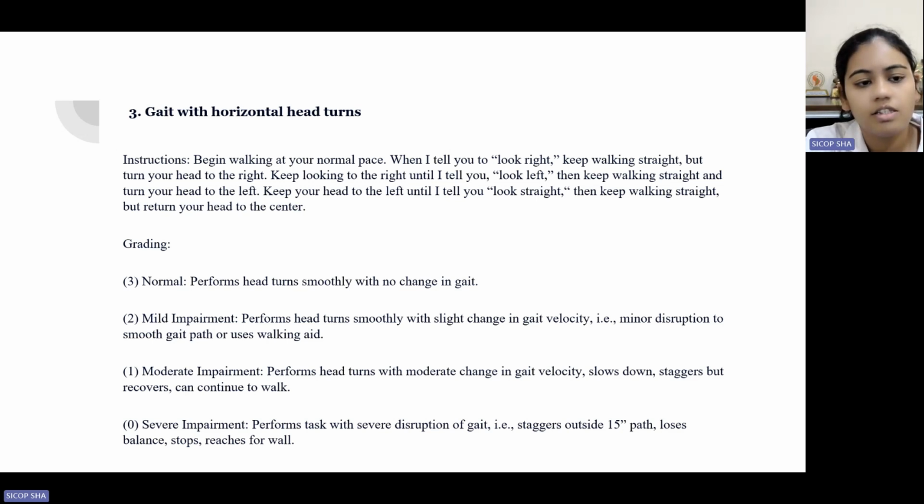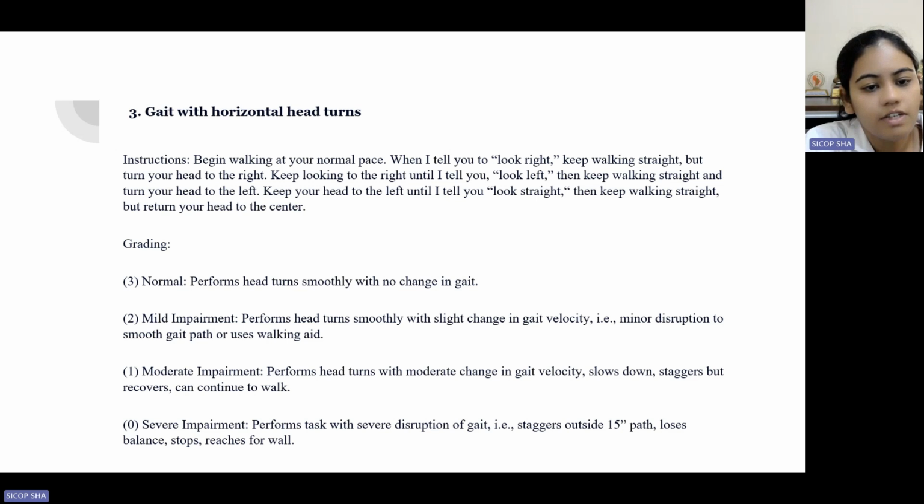The grading says 3 is normal, that is performs head turns smoothly with no change in speed or gait. Second is mild impairment. It performs head turns smoothly with slight change in gait velocity, that is minor disruption to smooth gait path, or uses a walking aid. First is moderate impairment, that performs head turns with moderate change in gait velocity, slows down, staggers but recovers, can continue to walk. 0 is severe impairment.